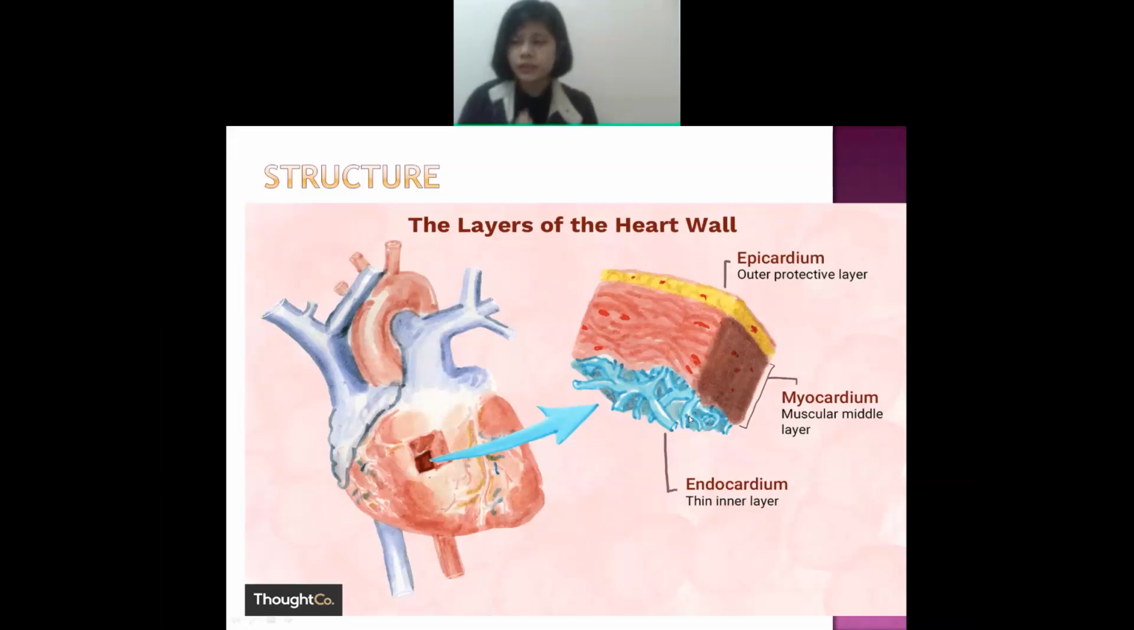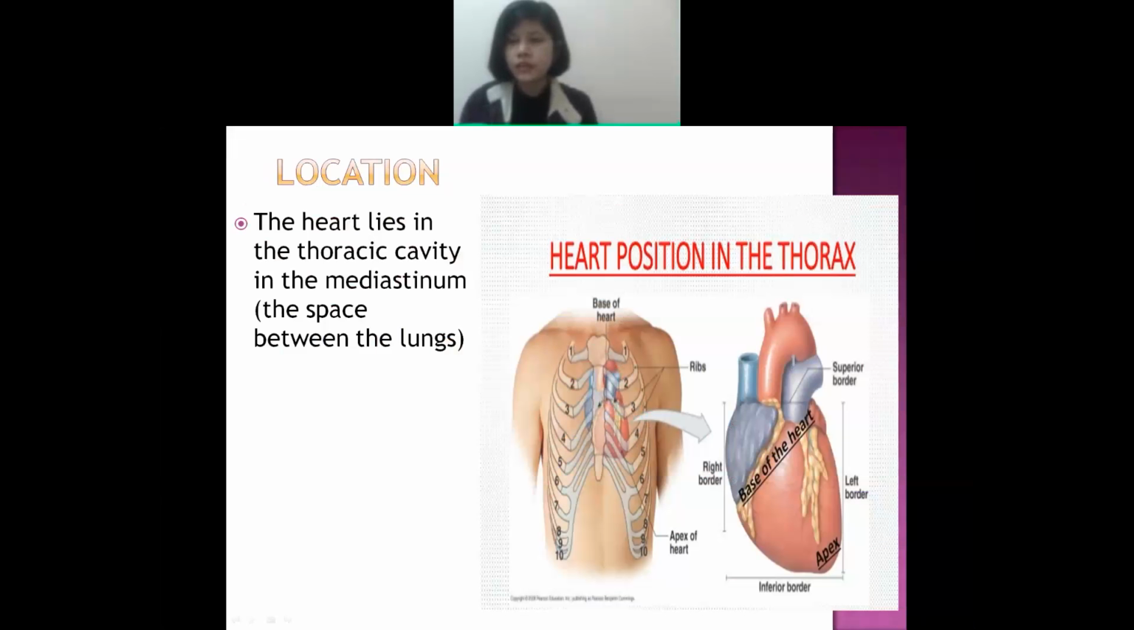Okay, is it clear about the layers of the heart? Epicardium, myocardium, endocardium. I'll ask you again, so please listen carefully. Is it clear? Yes, ma'am. Okay. Next is location of the heart.